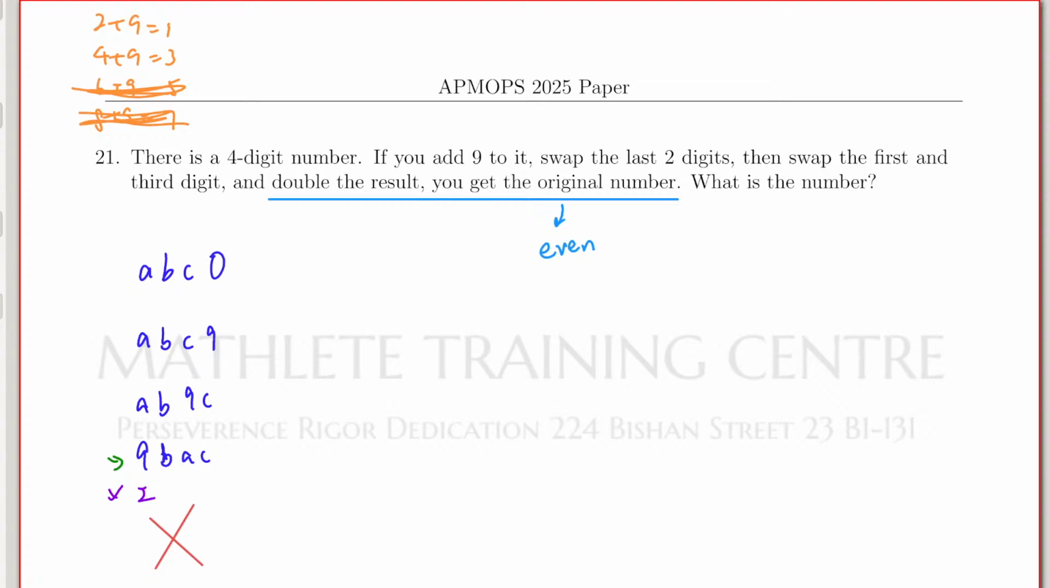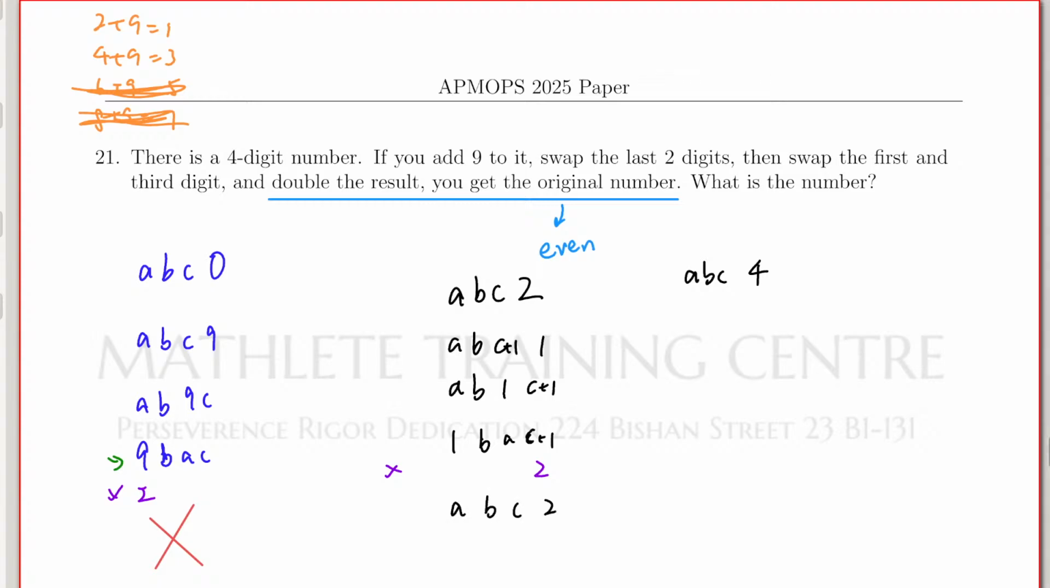So now you know your correct answer must be one of these two options here, which is either ABC2 or ABC4. Okay, ABC2, let's add 9. That's going to be AB, if you add 9, it's going to be C plus 1 for the third digit, and then 1 for the last one. Swap the last two digits, AB1C plus 1. Swap the first and the third digit, 1BAC plus 1. And then this number, when we try to multiply by 2, hopefully it can end up with my original number here, which is ABC2. Okay, like that.